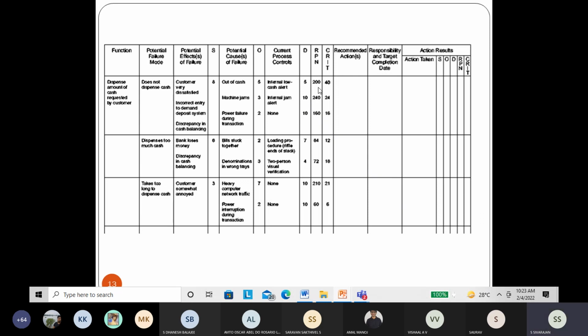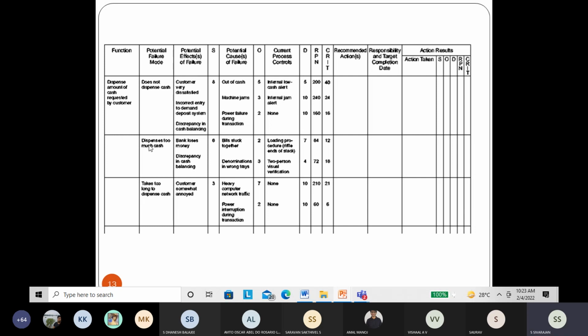And then we are finding the recommended action, who is responsible, and what the action is. Then you make the improvement. Then SOD once again: S means severity, O means occurrence, D means detection. Then once again we have to find the RPN. I'll give one more example in the PPT.